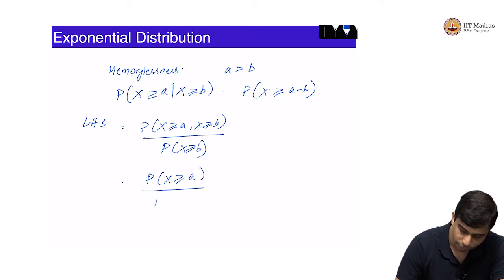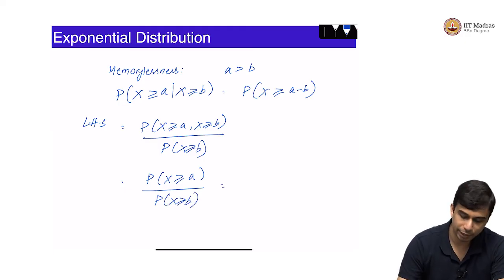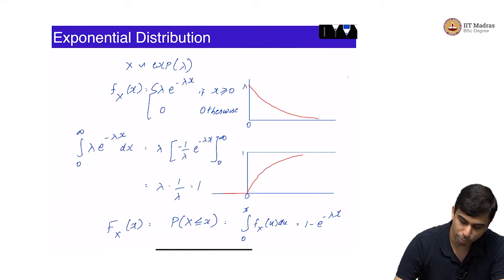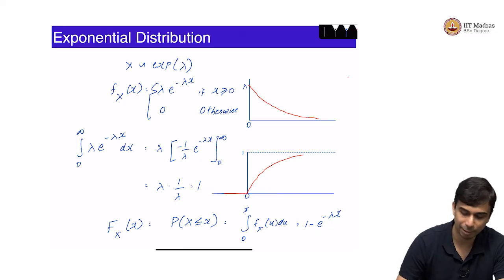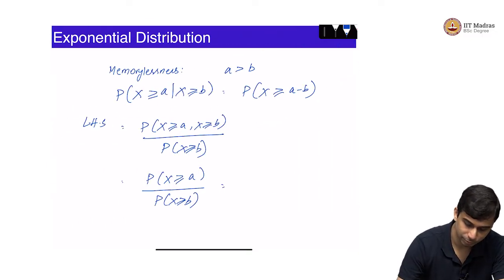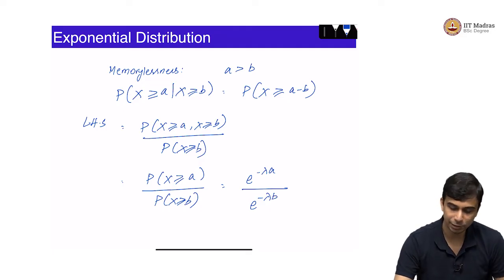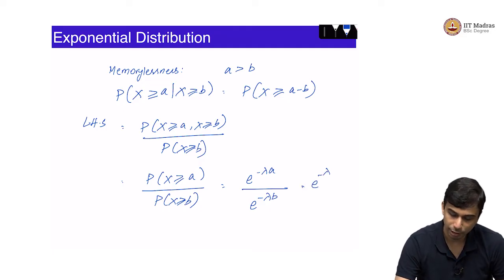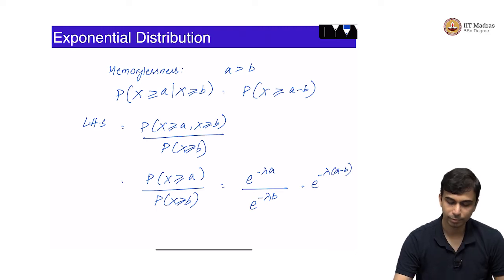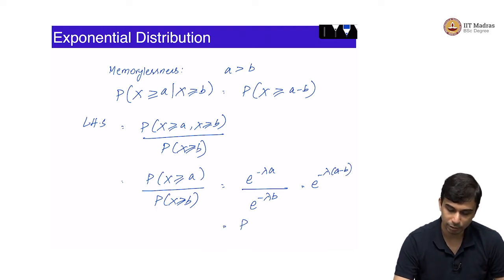By probability of x greater than or equal to b. Probability of x greater than or equal to a is exactly equal to 1 minus probability of x less than or equal to a, which is 1 minus e power minus lambda x. So, we can say this is equal to e power minus lambda a, and the denominator is e power minus lambda b. Now, we can see why you get a minus b here, this is equal to e power minus lambda into a minus b. This is exactly equal to the probability that x is greater than or equal to a minus b.